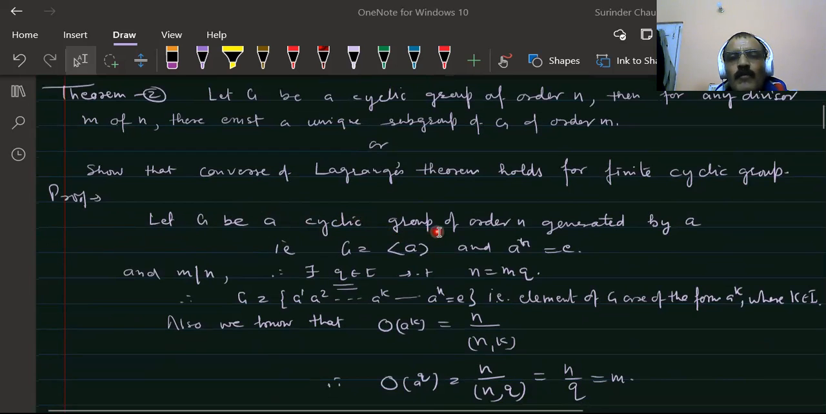Let G be a cyclic group of order n generated by a. What is the meaning of this? This means G is generated by a and the order of G is n. Therefore, the order of a is equal to n. Now given is m divides n. If m divides n, the remainder will be 0. There exists a quotient q, an integer q, such that n is equal to mq.